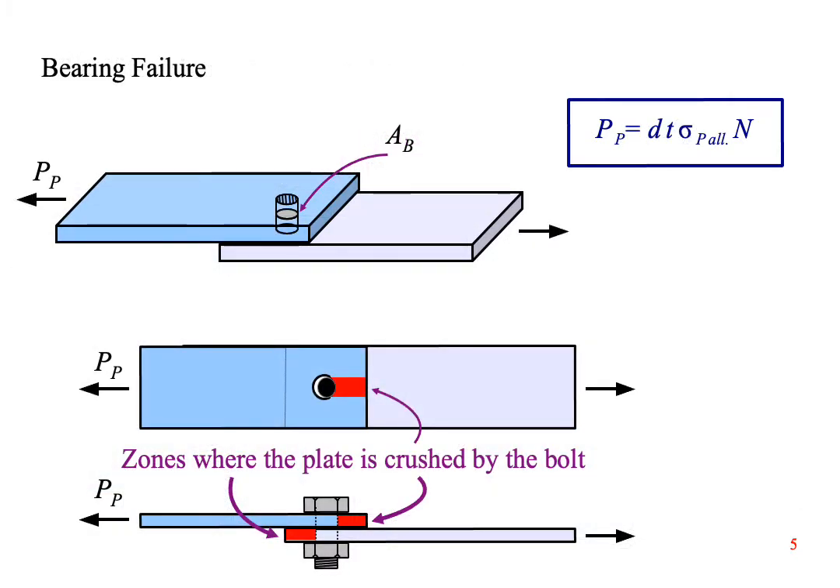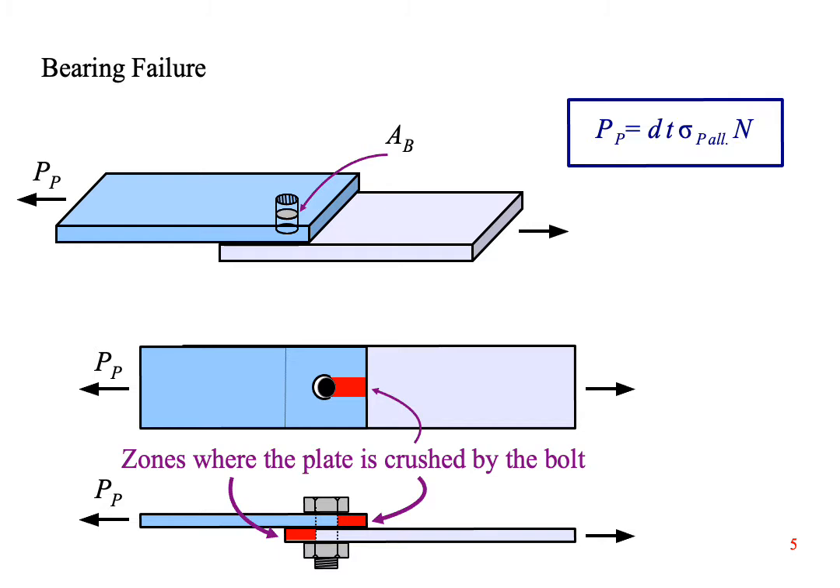The second failure mode is called bearing failure. The bolt doesn't fail. Instead, the plate tears out. This is exactly how paper fails when you rip out a page from a spiral-bound notebook or a 3-ring binder.